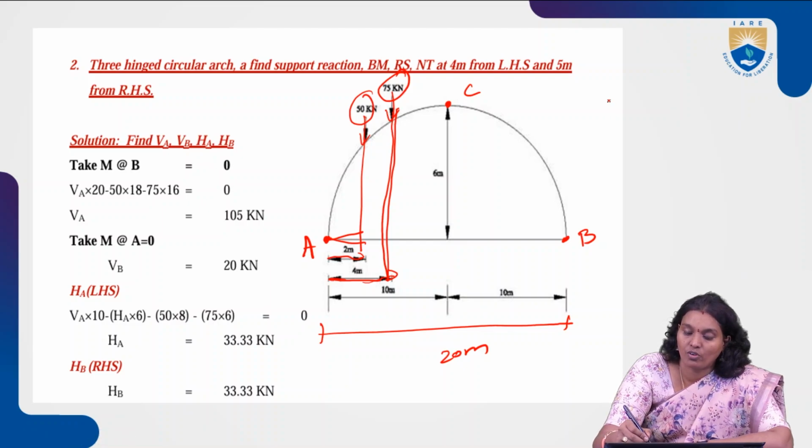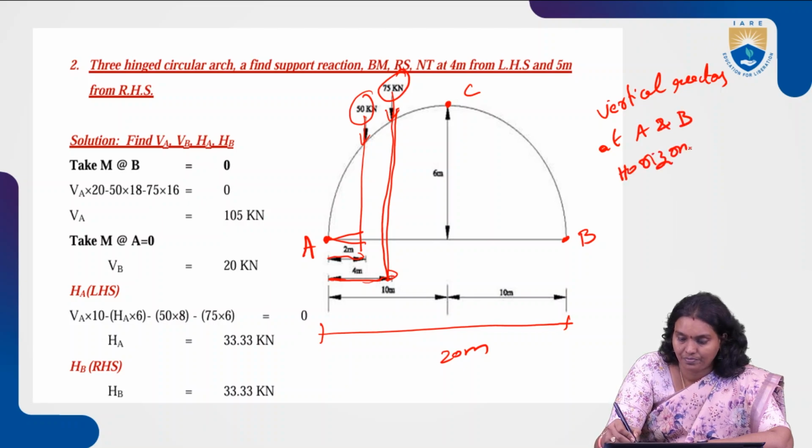First we are going to find the vertical and horizontal reactions at the end points: vertical reactions at A and B, and horizontal reactions at A and B.